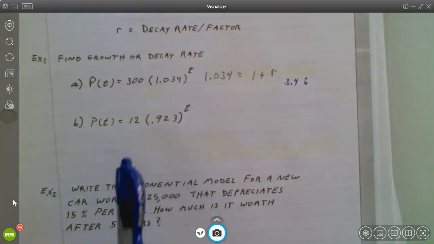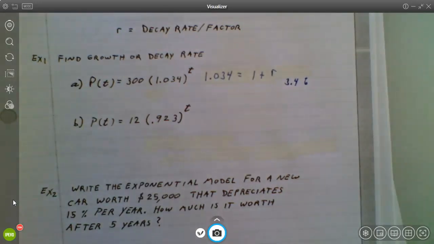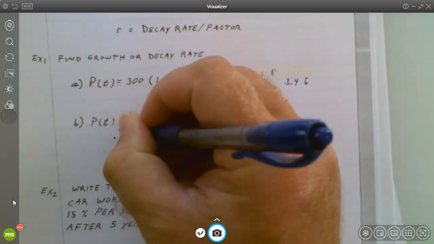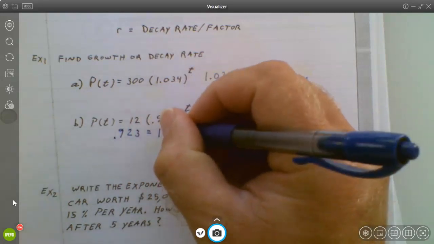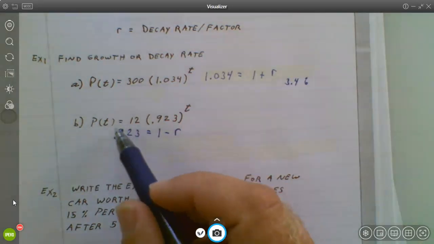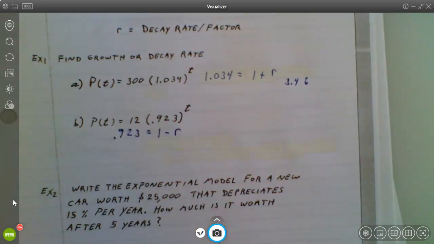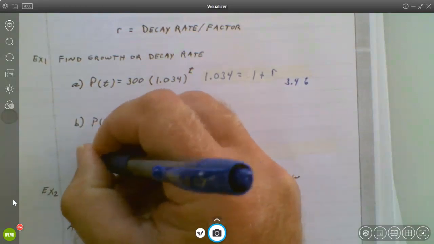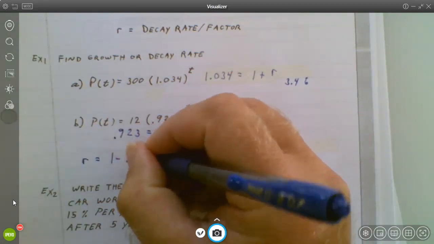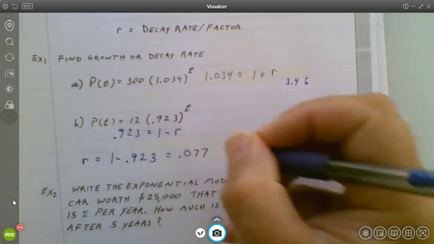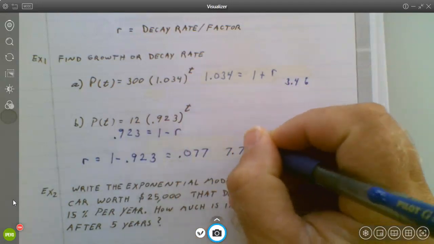On this one, you can see that it's a value less than 1, so I know it's decay. So I know whatever number is in parentheses must represent 1 minus the rate. So on this one, if I'm getting r by itself, eventually what you're going to be doing is basically doing 1 minus whatever this is in order to get r by itself, right? So if I did 1 minus the 0.923, I'm going to get, I believe it is 0.077, or you could say 7.7% would be my decay rate.